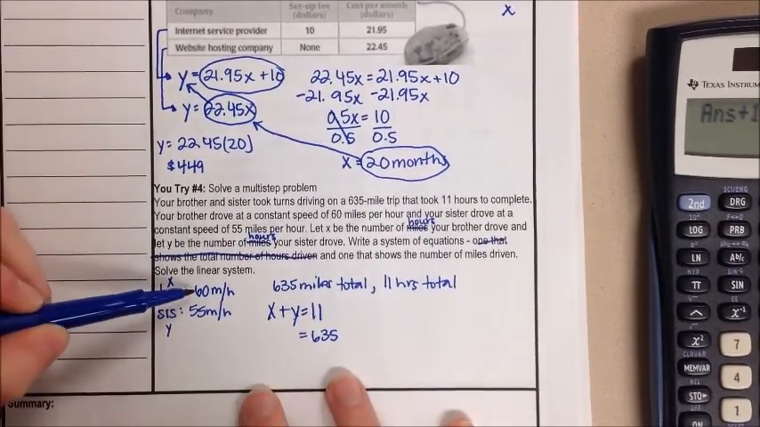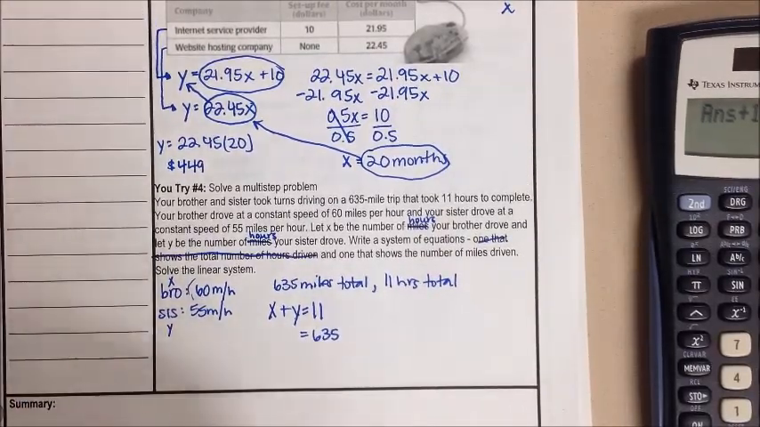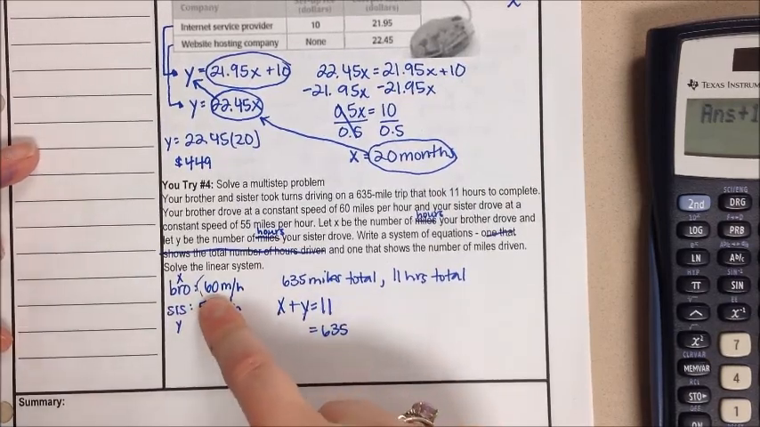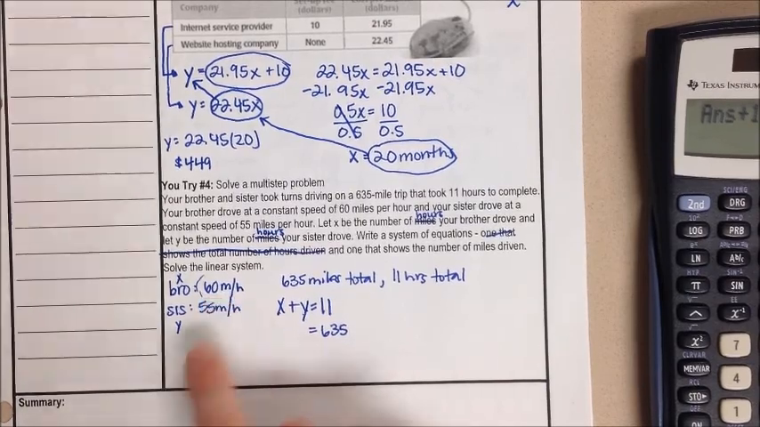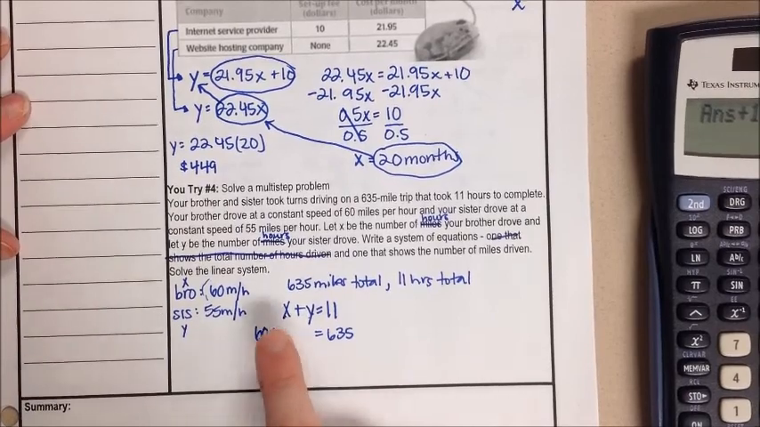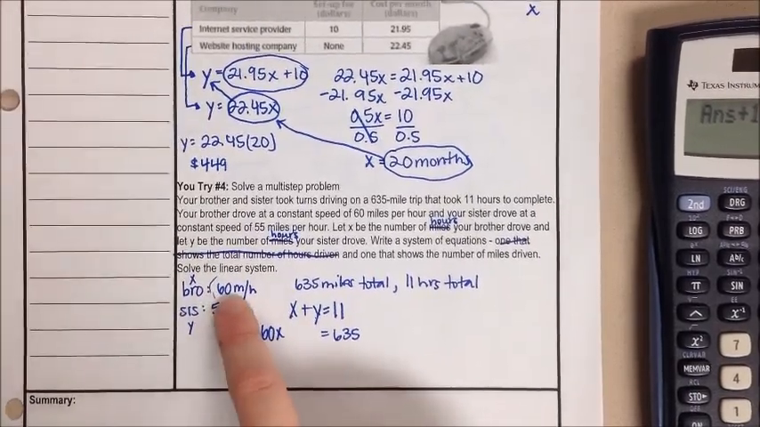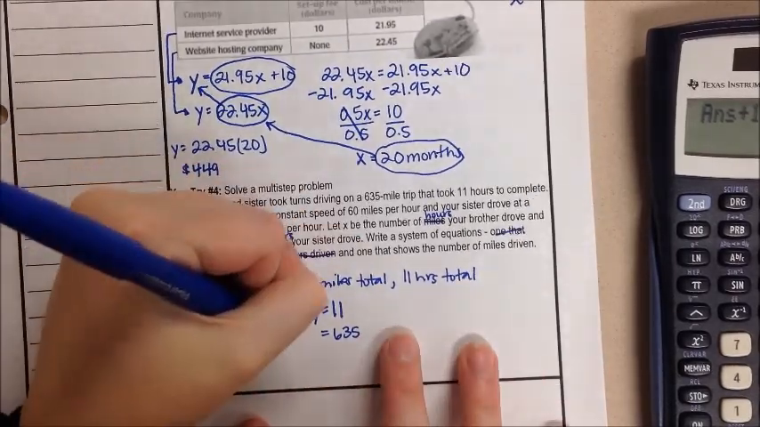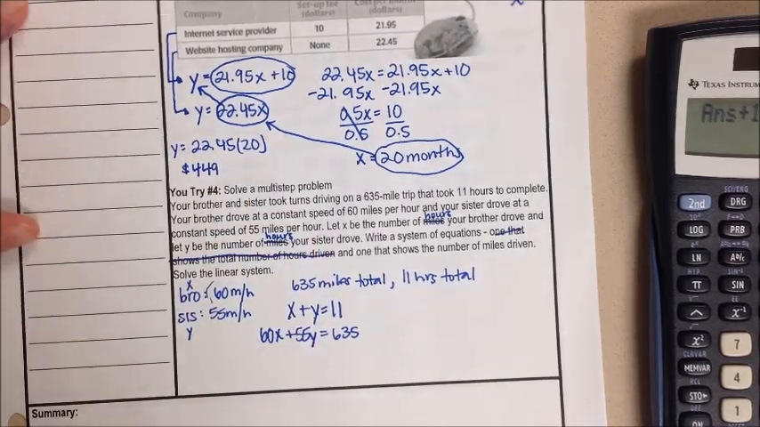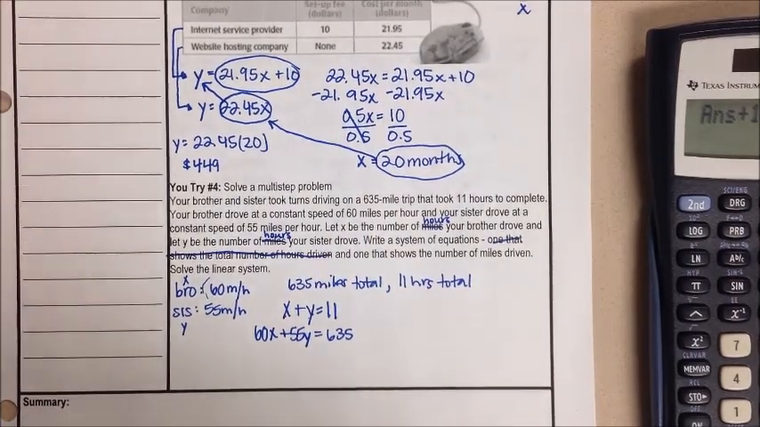Okay, so if I knew how long he had driven, say he drove 5 hours, I would multiply 5 by 60 to get the total number of miles he drove. But I don't know how many hours he drove, so I'm just going to do 60 times X. Because if I did know, I would multiply that number of hours times the 60, because that's how fast he drove. And then the same for my sister, that would be 55 times Y. Okay, so go ahead and solve that system of equations, using the same methods we just used.